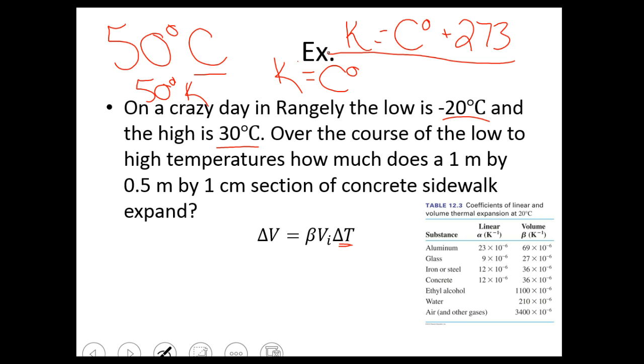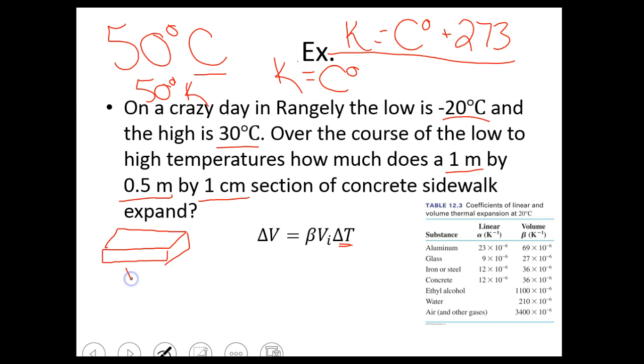Okay, so there's a crazy day in Rangeley with this 50-degree fluctuation over the course of the day. By how much does a 1 meter by half a meter by 1 centimeter section of concrete sidewalk expand? And so we are looking at a sidewalk section, right?